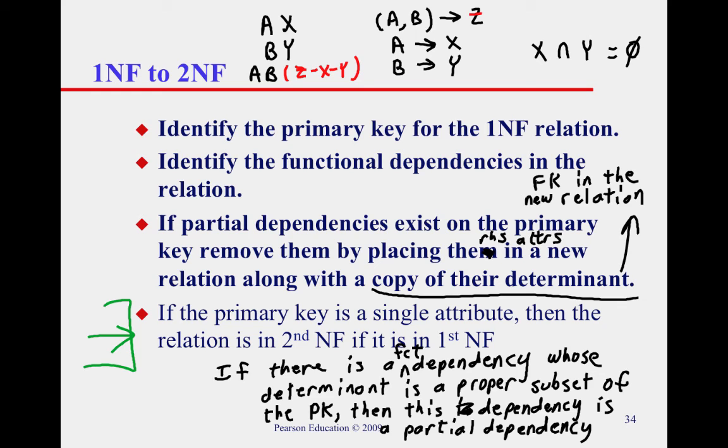So guess what? On your homework and on the test, you're never getting a relation where the primary key is going to be a single attribute, because that would make it completely boring.